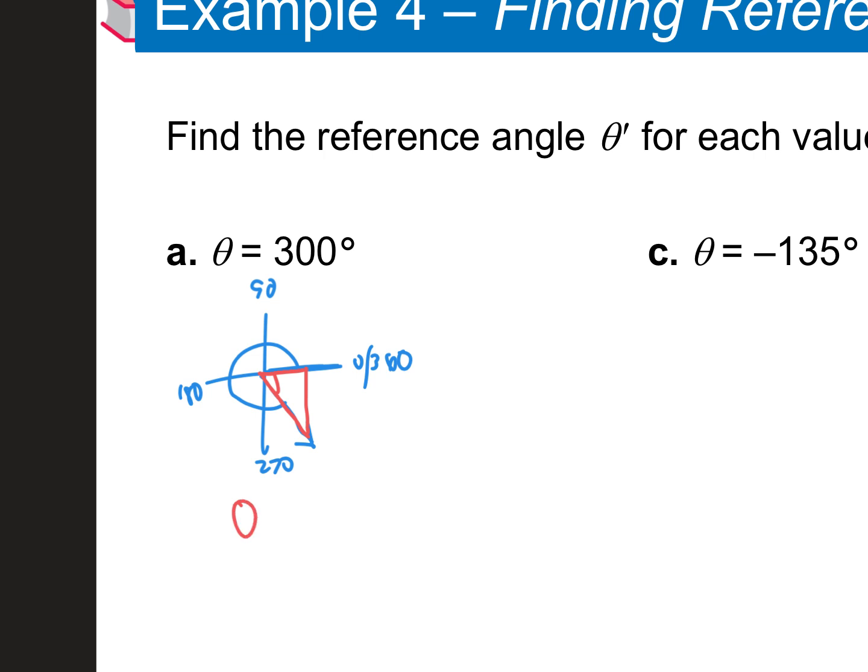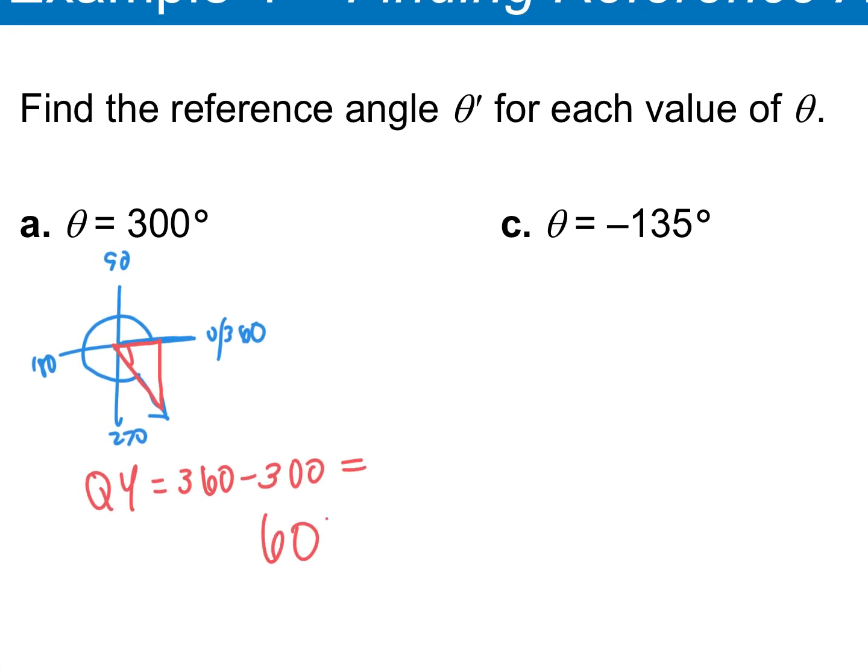If I'm in quadrant 4, the rule would be 360 minus the angle, which is 300, and I get the measure of 60 degrees. And I look at that and I say, okay, did I start off in degrees? Yes. So my angle measures in degrees. Is this acute and positive? Yes. So there is your reference angle.